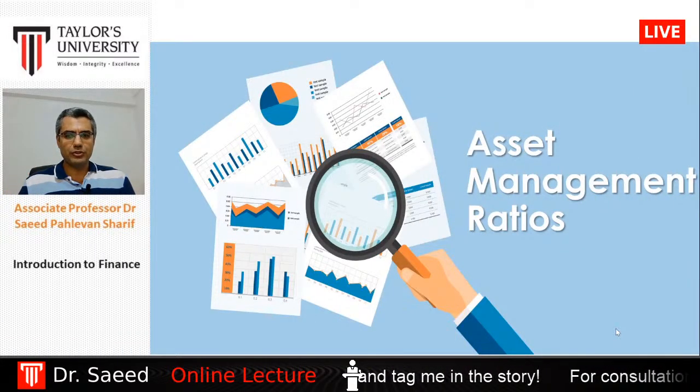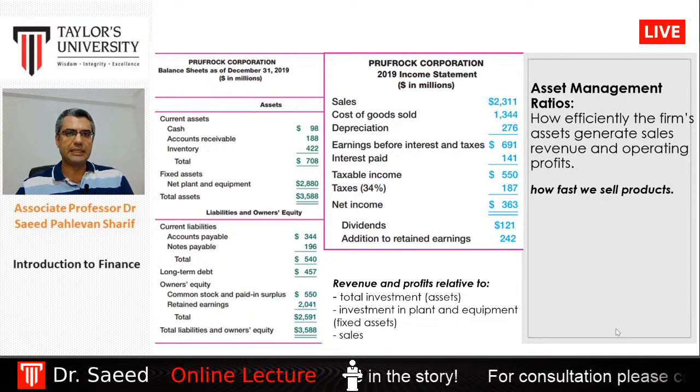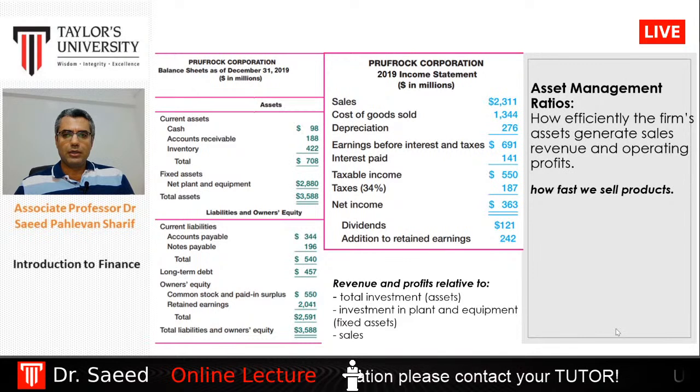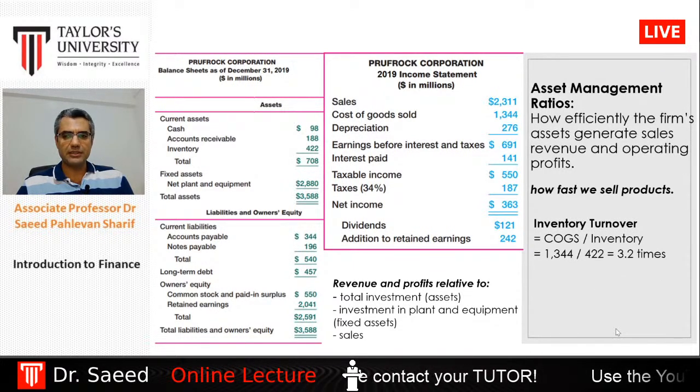Asset management ratios. These ratios measure the company's efficiency in using its assets. So they are called also asset utilization ratios. More specifically, how efficiently a firm uses its assets to generate sales is the aim of using these ratios. The first ratio in the asset management ratios that we want to discuss is inventory turnover.